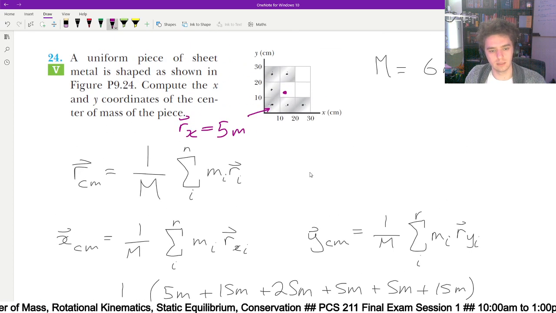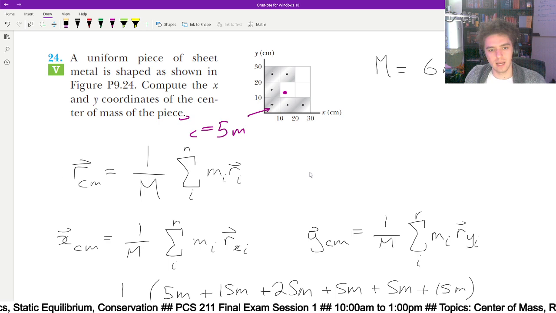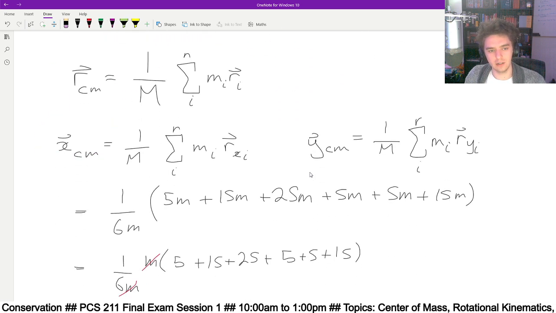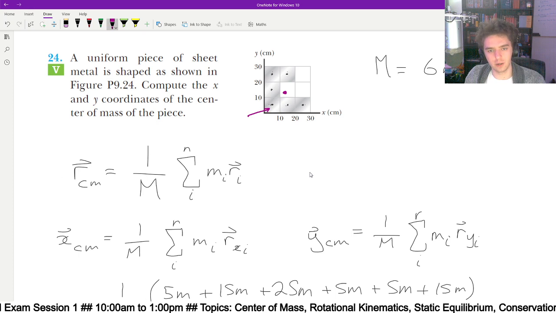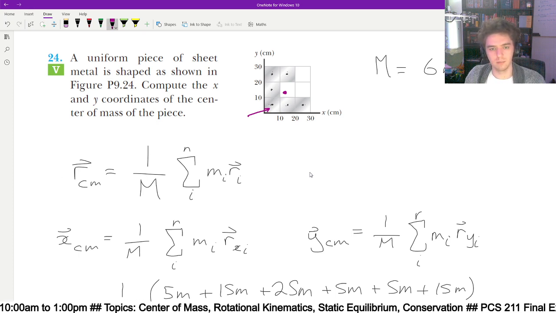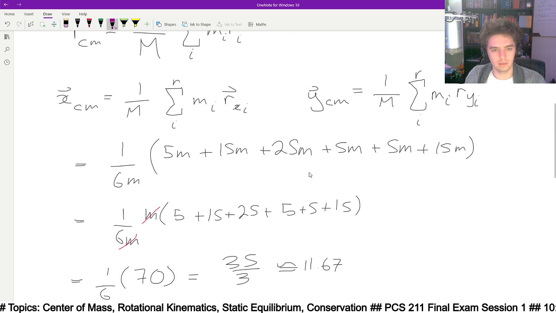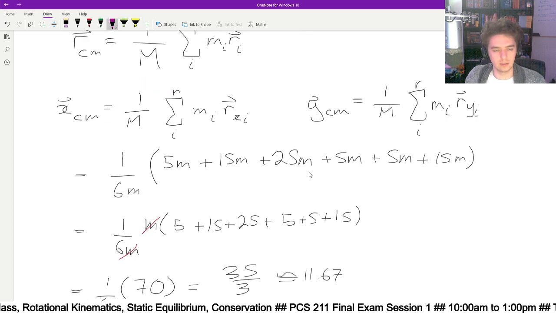So m times r_x would be 5m, right? And so we do that for each of the positions, first in the x direction. So just thinking about the x position of all these blocks: this one had 5, this one had 5, 15, 25, 5, 5, 15. Just the x positions. Multiply each of those by m, and that's what this is saying. And this is the x position one. Then just divide that by the total mass.